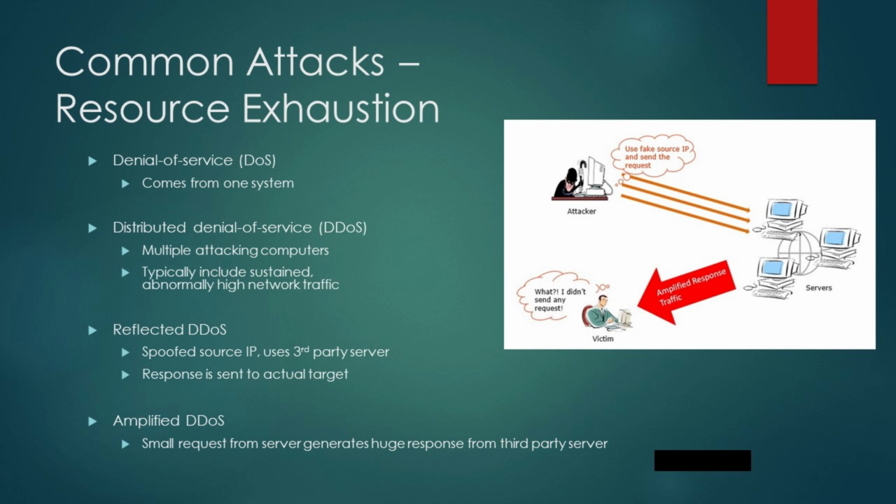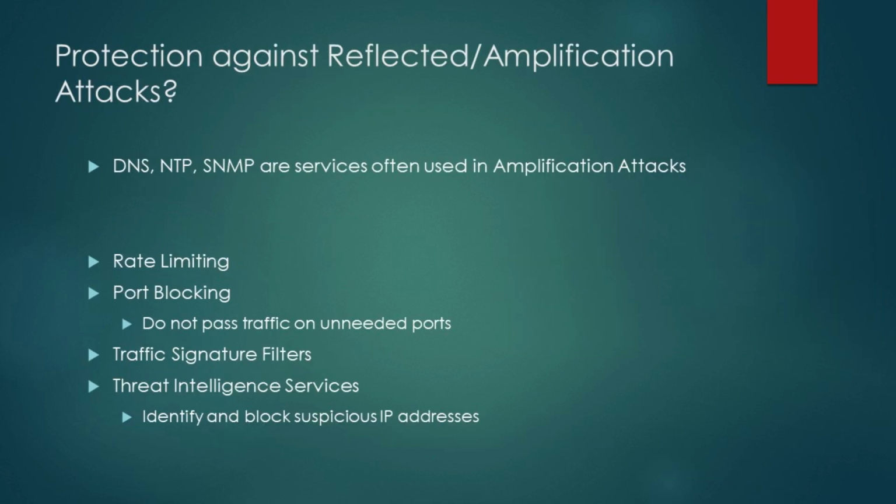Got it. So what about amplification then? How does that differ? Amplification adds volume to the reflection. It means a small request sent by the attacker triggers a huge response from that third-party server. Bigger response than the request. Much bigger. Sometimes hundreds of times bigger. This is why certain protocols are abused so often, like DNS, NTP, SNMP. They're designed to provide a lot of information. The sources highlighted NTP amplification as a kind of classic example.